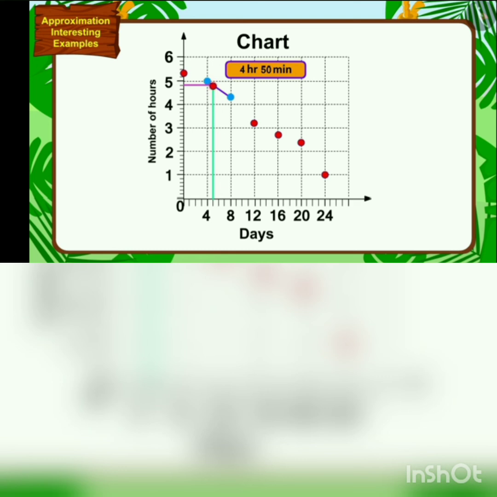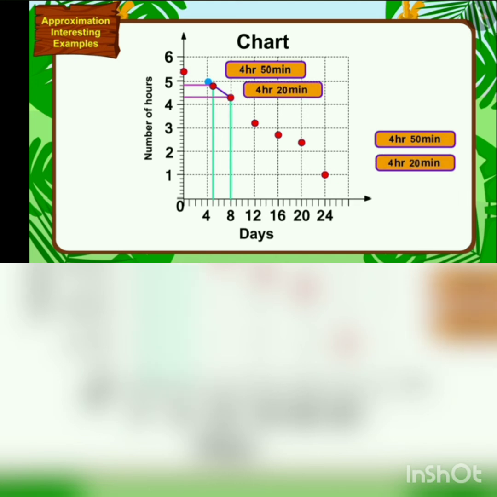This means that on the 5th day, the children must have spent about 4 hours and 50 minutes on the phone. Now, to find the solution of uncle's question, we only have to subtract the time spent on the 8th day from the time spent on the 5th day. In this way, the time spent on the phone by children between the 5th day and the 8th day has been reduced by 30 minutes.